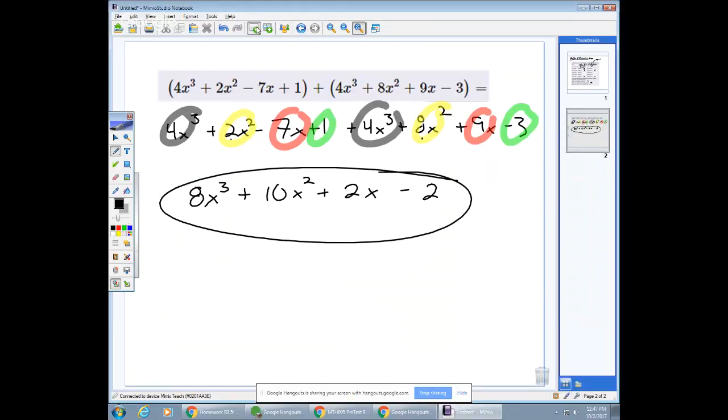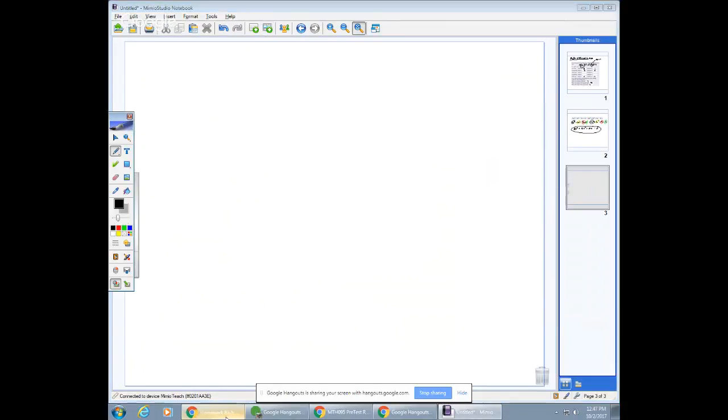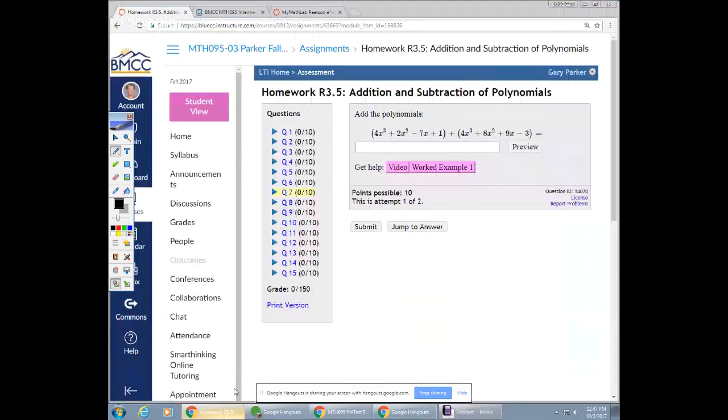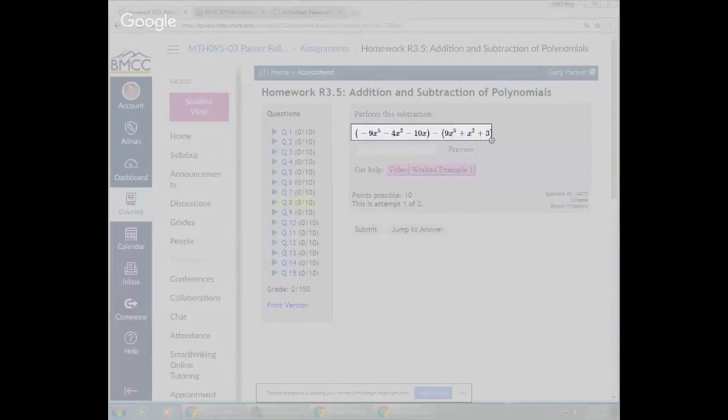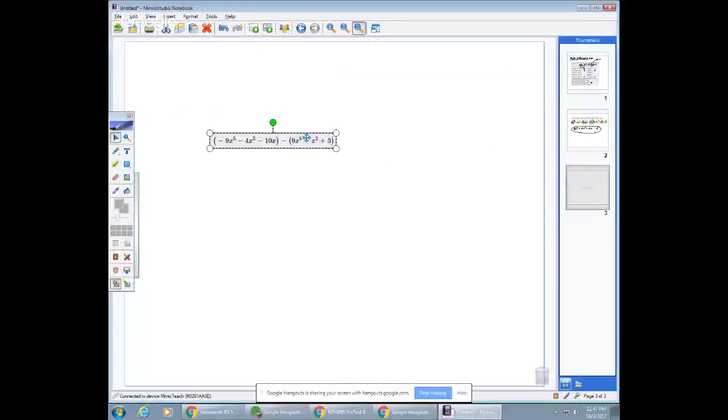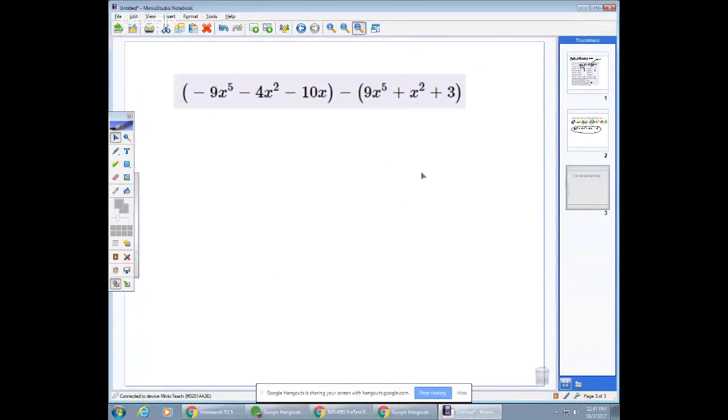Subtraction's a little trickier, but not much. I bet the next homework problem is a subtraction. Nice. So let's screenshot that one and see what we can do with it. Now the trick here is in algebra, subtraction is really adding the opposite. And opposite is really multiplication by -1, so that means the subtraction sign needs to get distributed through.